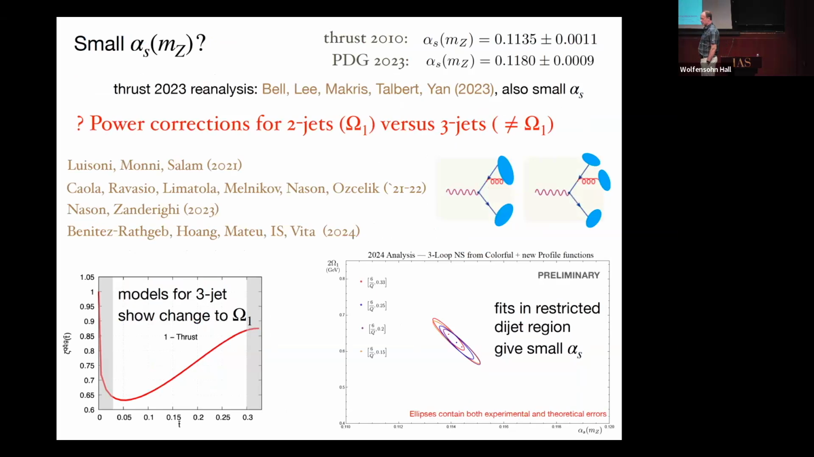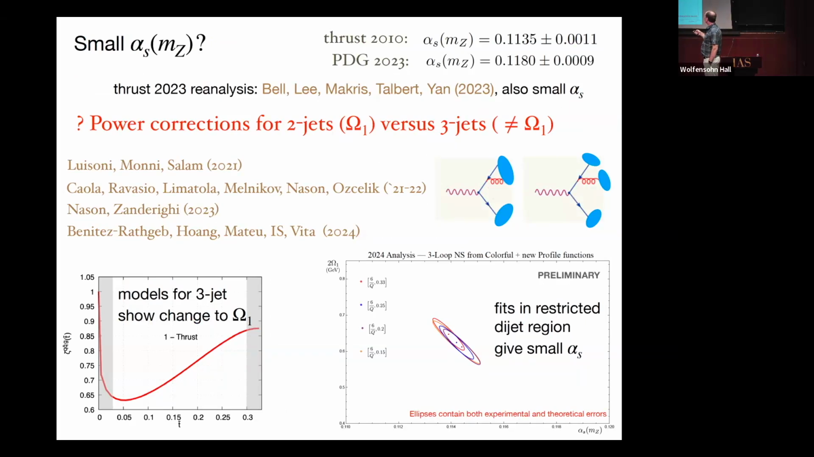So this is something that's been a puzzle for kind of 15 years. And so, what's going on? There's kind of a 3 sigma discrepancy between this small value of alpha S from these high precision fits and the PDG. And people have been worrying about this recently, which is partly why I wanted to give this example.